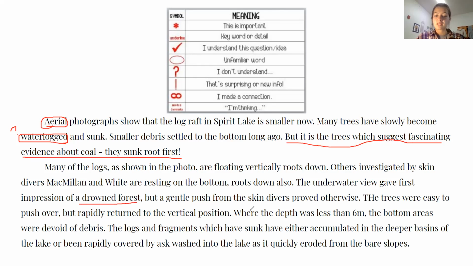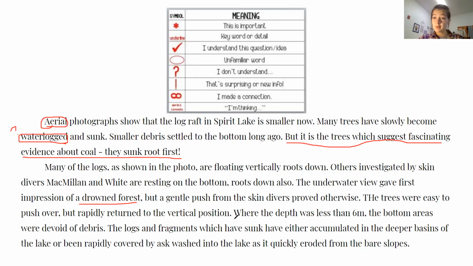But a gentle push from the skin divers proved otherwise. Oh, so maybe it didn't look like a drowned forest. The trees were easy to push over, but rapidly returned to the vertical position. Where the depth was less than 6 meters, the bottom areas were devoid of debris. The logs and fragments which have sunk have either accumulated in the deeper basins of the lake or been rapidly covered and washed into the lake as it quickly eroded from the bare slopes.